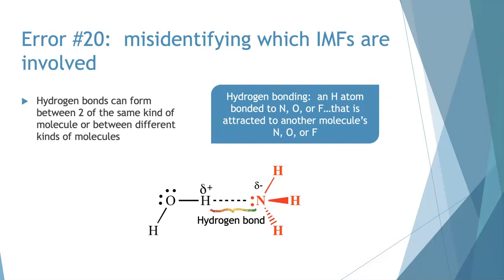So this one is a hydrogen bond showing between a water and an ammonia molecule. So we have an H bonded to an O, and it's attracted to the N of the ammonia. And that very strong attraction, that very strong IMF, is called a hydrogen bond. The term's a little misleading, but we've got to run with it. That's what they're called. Make sure you know the definition, because if you don't know the definition, you can't apply it.